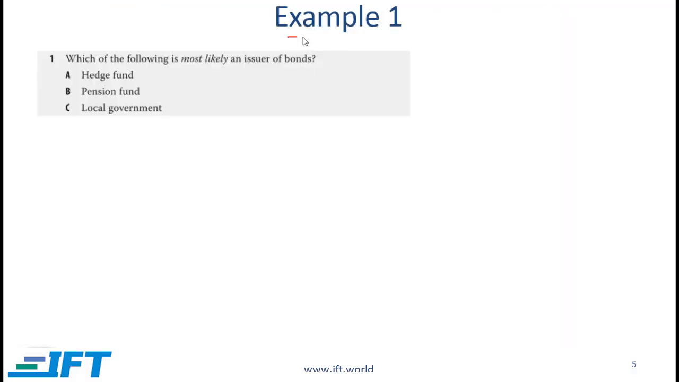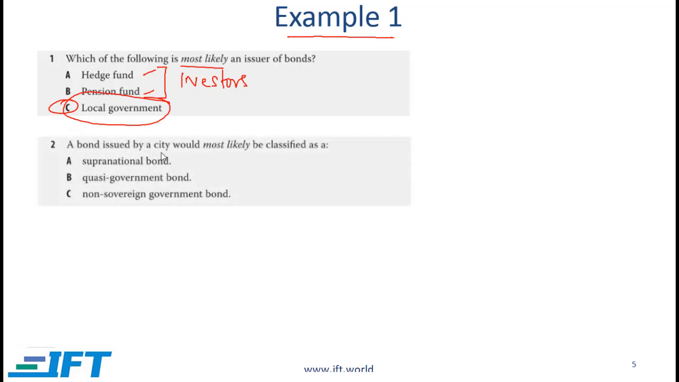Let's take a look at example 1 now. Which of the following is most likely an issuer of bonds? Hedge funds and pension funds, these are actually investors. So hedge funds might buy bonds, pension funds might buy bonds, local governments can issue bonds. So C is the correct answer.